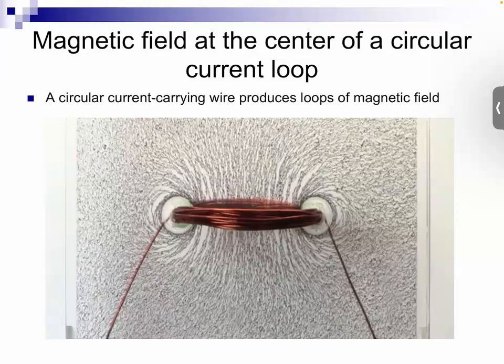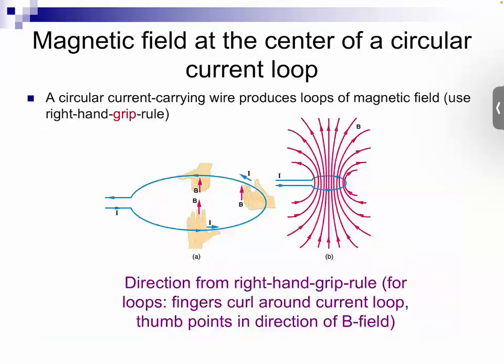Of course, the iron filings don't have arrowheads that tell us the direction of the magnetic field created by this wire loop, but we use a convention to find the direction of the magnetic field created by the current in the wire loop.